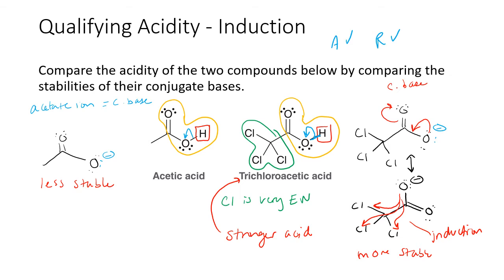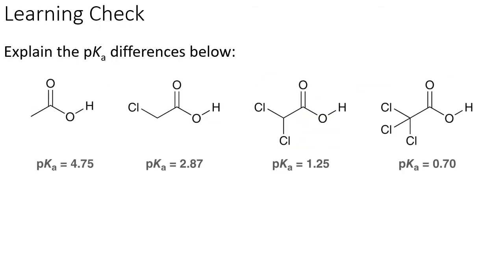What's different is having those 3 chlorine atoms. If we were to compare the pKa values, the pKa for acetic acid is 4.75, so it's fairly acidic, but the pKa for something like trichloroacetic acid is 0.70. So it's much more acidic than acetic acid, and it's all due to the induction effect of those electronegative chlorine atoms. In this example below, let's just look at how induction affects pKa.